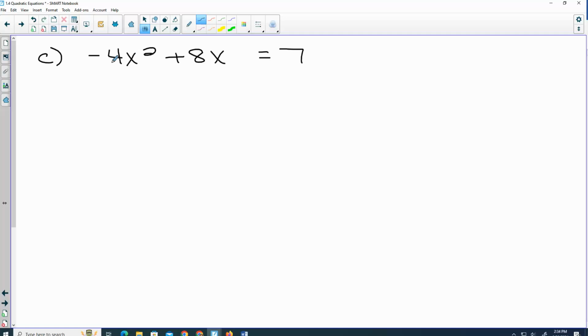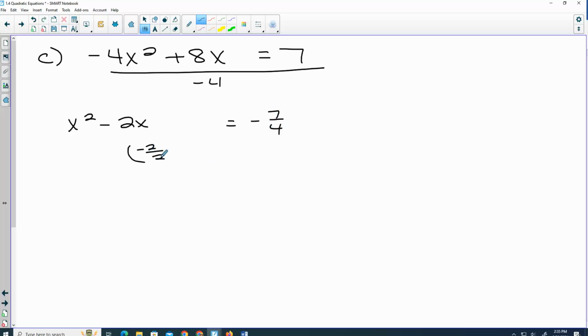Divide everything by -4. So x squared minus 2x equals -7/4. Okay, middle term is -2. Divide that by 2 and square it. So -2 divided by 2 is -1. -1 squared is 1, so I add 1 to both sides. Okay, multiply +1 and add to -2: -1. Okay, -7/4 plus 1. So -7/4 plus 4/4.